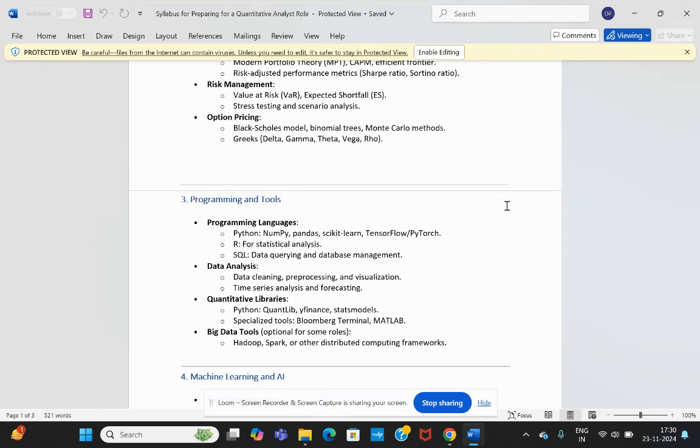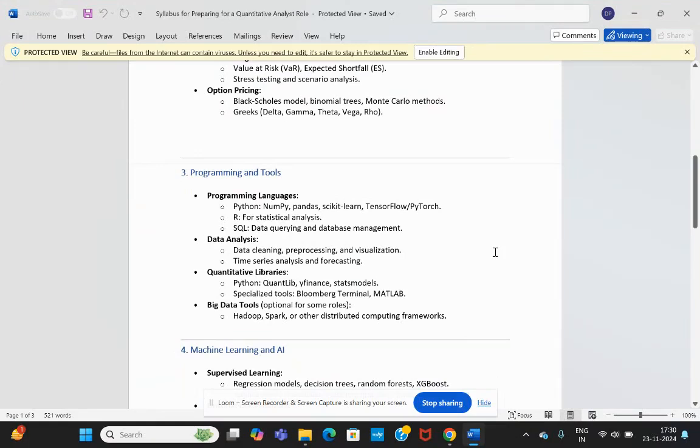Also, we will cover the Ho-Lee model and the CIR model. All these models we will cover, and then we will look at the Greeks, such as delta, gamma, vega, and rho. All these Greeks we will learn in detail, and what their impact is on the financial market.